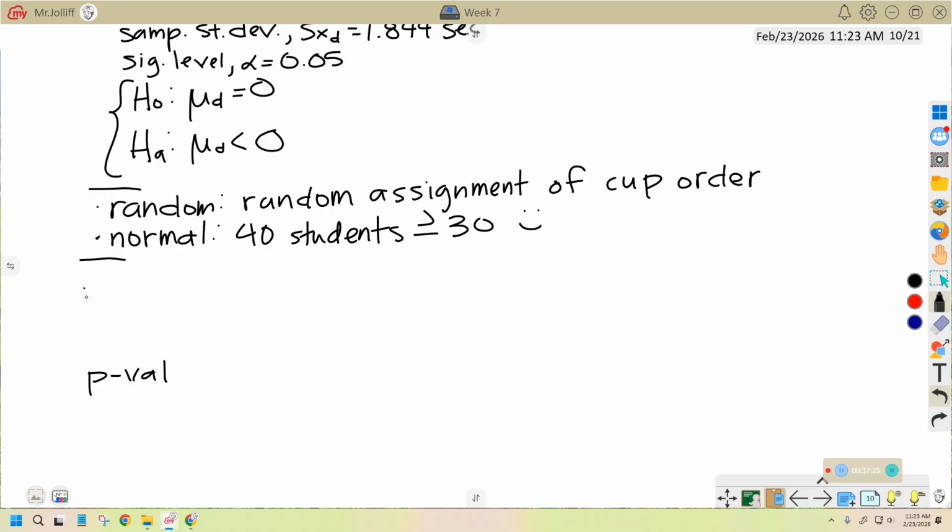The test statistic. Yeah, the t-test statistic. Good. The test statistic gets a formula. The p-value gets a picture. I know the formula for test statistics: sample minus population divided by standard error.